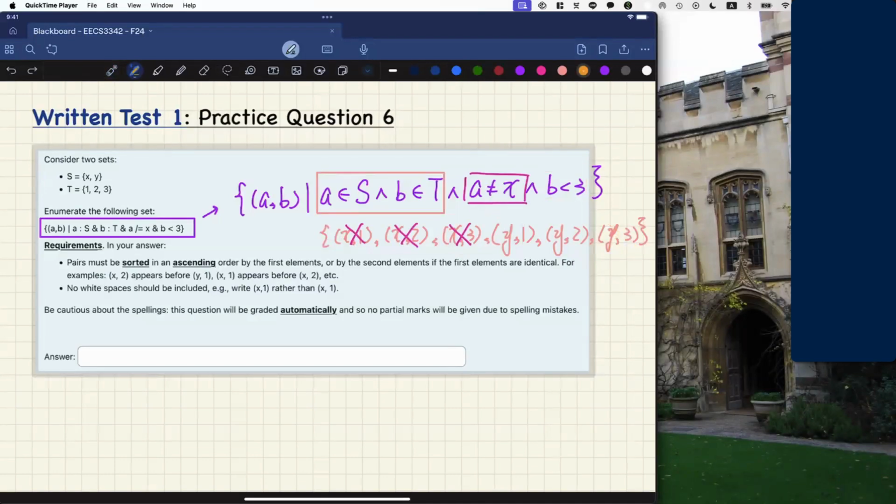Let me use a slightly different color just to show. B should be strictly less than 3. Now you can see 3 less than 3 is false, so it's not going to satisfy. So we only have Y1 and Y2 left, and that should be in the resulting set. Of course, this is only a sketch. You want to write down the answer properly. So the answer is a set containing Y1 and also Y2.